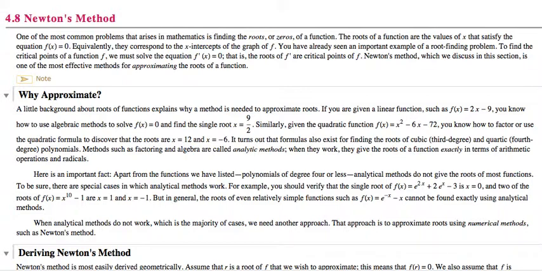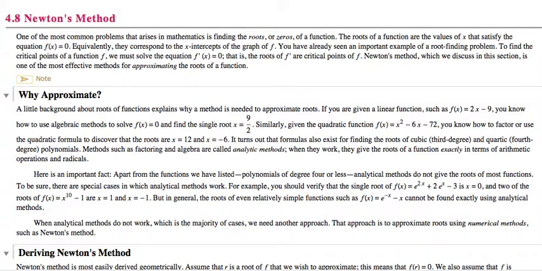One of the most important root finding problems that we've seen this year is finding the critical points of a function f. In other words, finding those points where the derivative is 0. So remember, the roots of f prime are the critical points of f. Newton's method is a method for approximating the roots of a function. And so the first question that comes up is usually, why do we approximate?